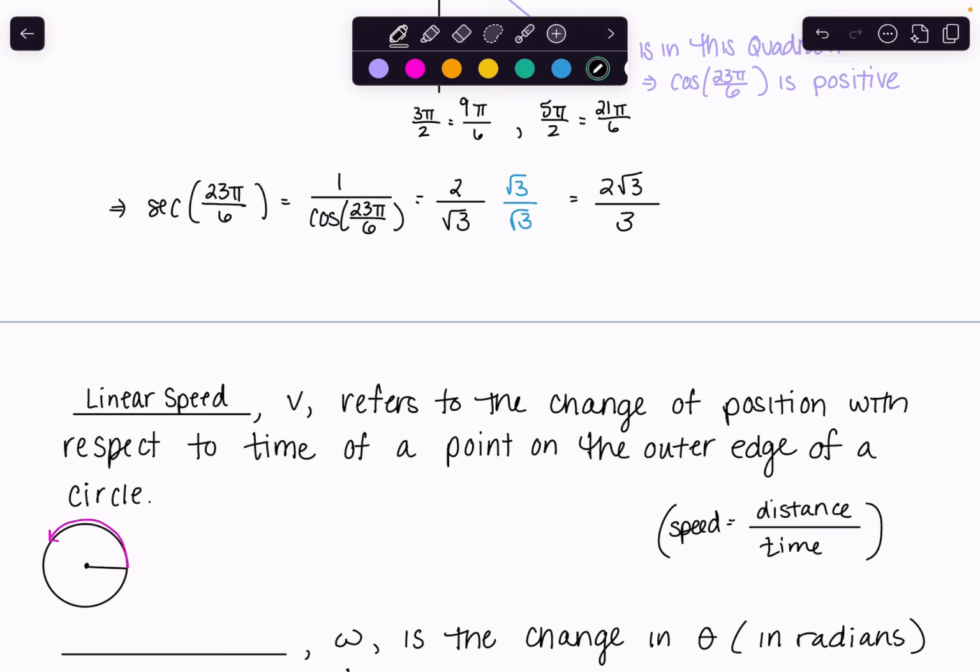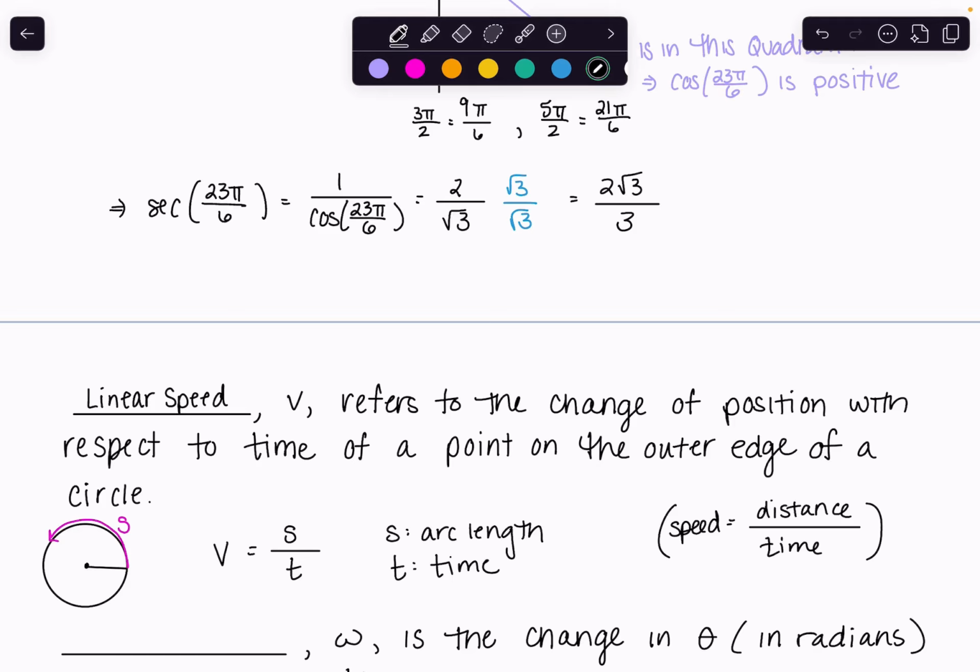In our case, the way we denote speed is this linear speed, which is a V. Your distance in this case is traveled on the circle, so that distance is your arc length. And then your time is whatever time is given to you, so we just use a T.